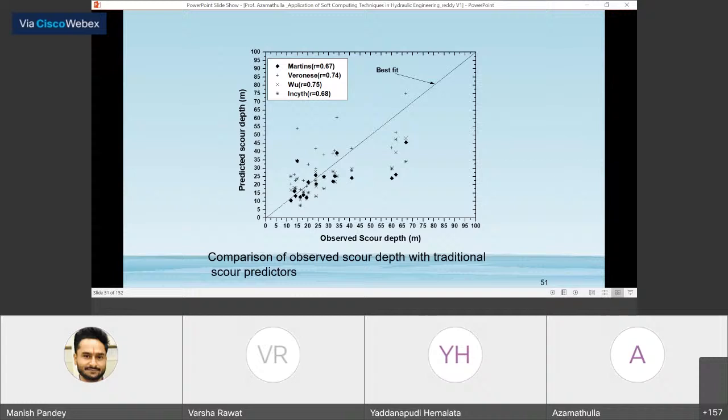So you can see these are the 4 traditional researchers, Martins, Veronese, which the Bureau of Indian Standards is still using. These are the formulas. Even USBR for small dams recommended them. You can see highly scattered outliers with low correlation values.